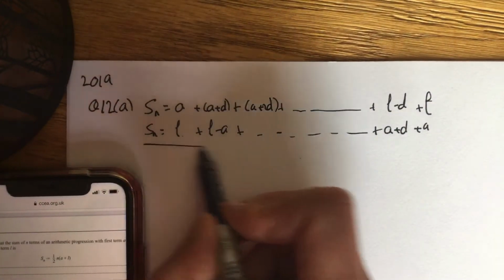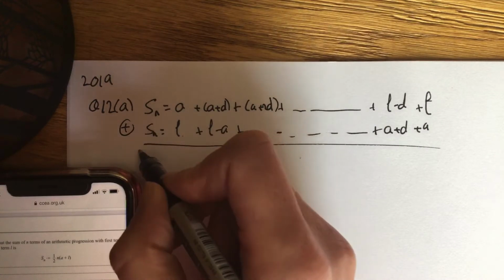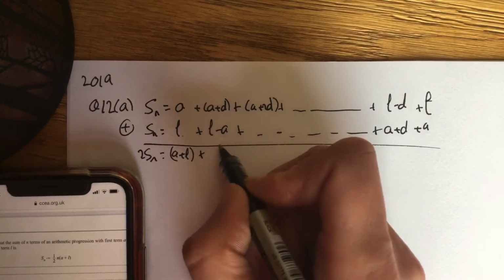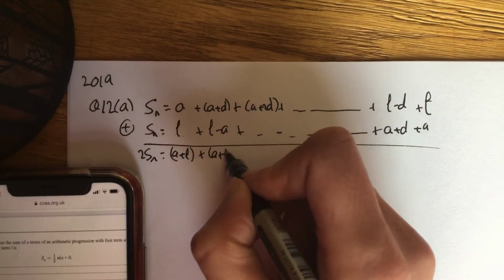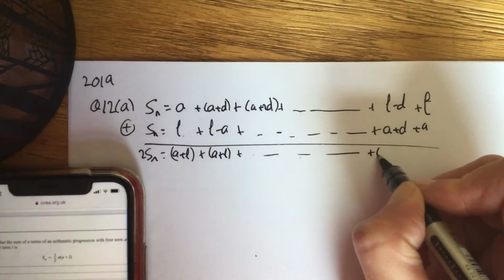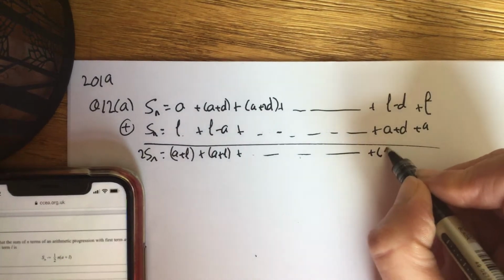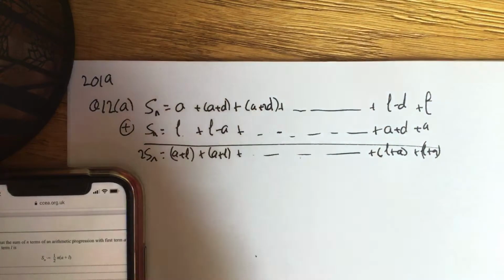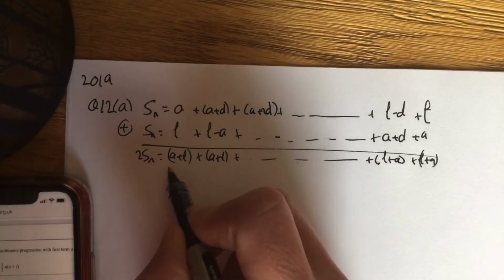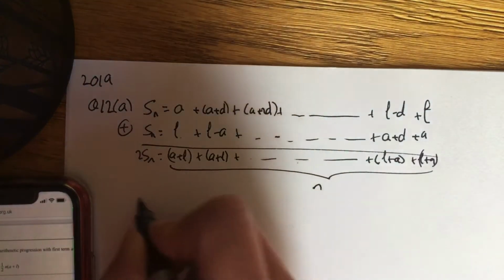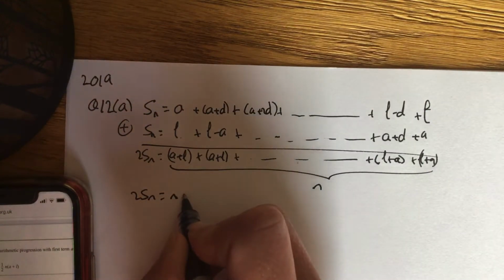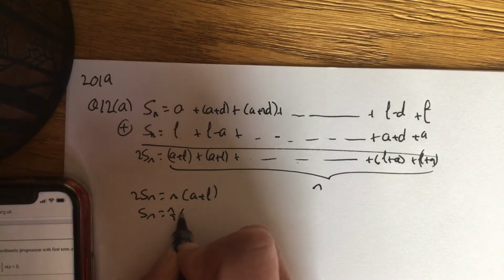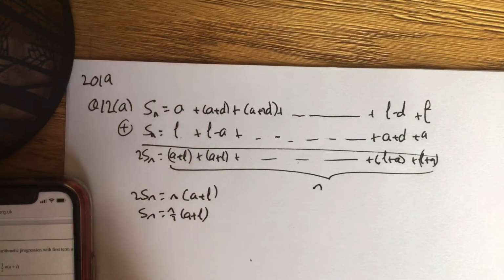Add those two together, so you get 2Sn equals A plus L. This section cancels to A plus L, the whole way up to this. These two add to L plus A, and the last two add to L plus A. You've got n numbers, so in fact you have n of these brackets. So 2Sn is n of these brackets, A plus L. Bring your 2 across and divide. So Sn is n over 2, A plus L.